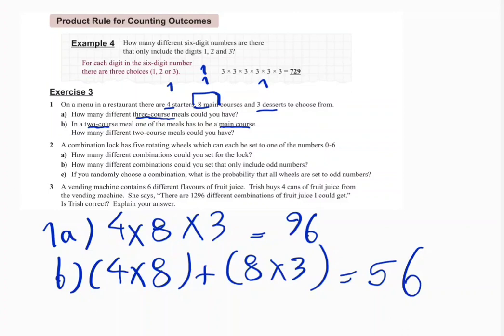As you can see, this is not a difficult question at all, as long as you remember and know how to apply the product rule for counting outcomes. Now let's do the second question and see how we can do that.